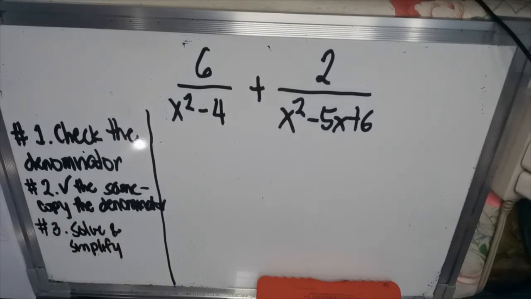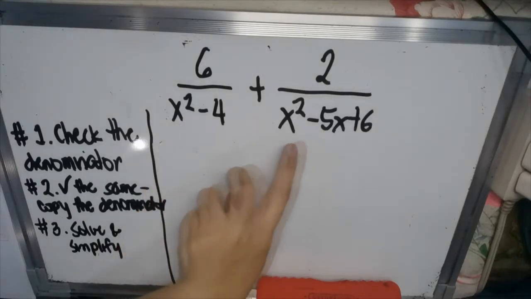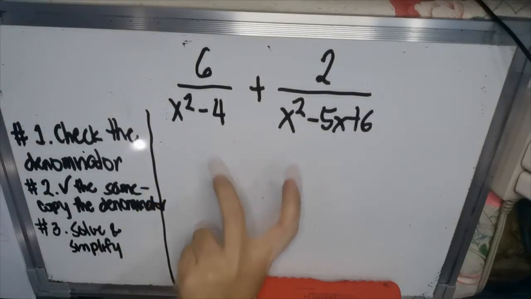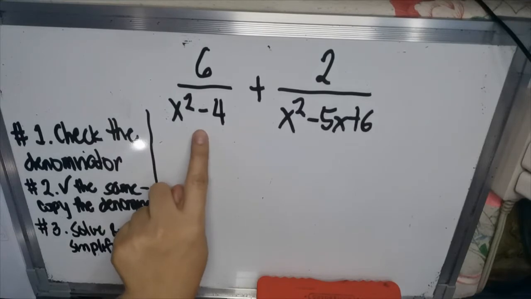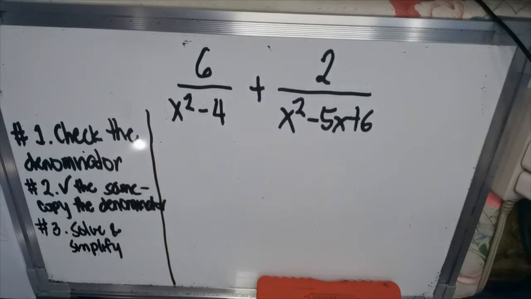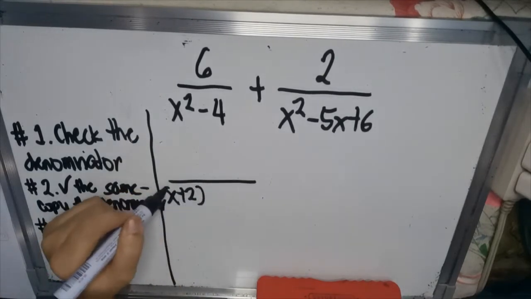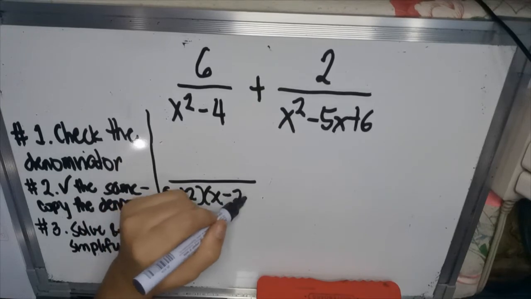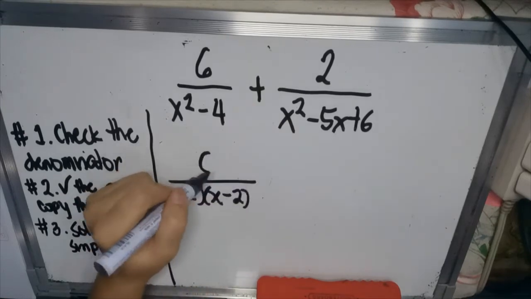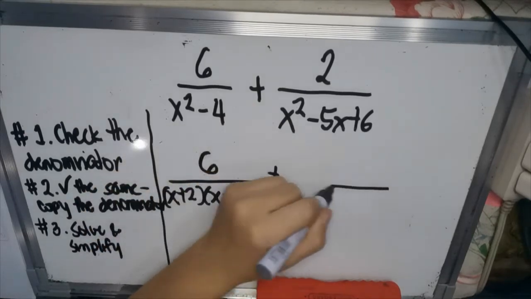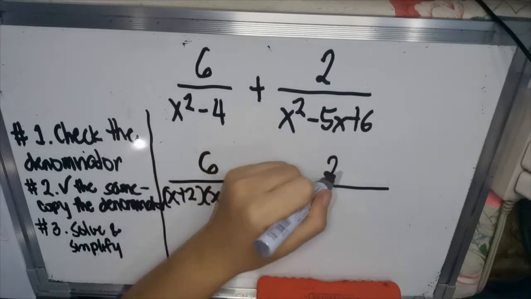Anong gagawin natin? So, ang gagawin natin dito, we have to find the equivalent fraction. Paano natin sisimulan iyan? So, una, check nyo muna yung denominator natin if factorable. Okay? This x squared minus 4 is actually a difference of two squares. Tama? So, pag pinactor natin iyan, that would be x plus 2 times x minus 2. And then, we have here the numerator na 6. And then, sa kabila, we have here 2.